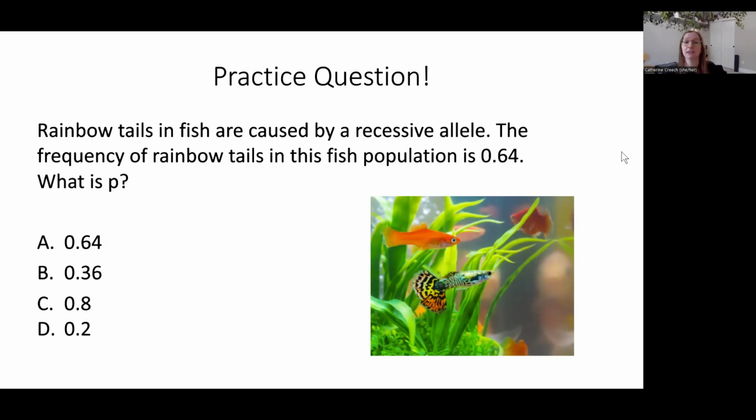Rainbow tails in fish are caused by a recessive allele. The frequency of rainbow tails in a fish population is 0.64. What is P? 0.64 is Q squared. So you're going to unsquare that, and you're going to end up with 0.8 for Q. And then P plus Q equals 1. So P is 0.2.